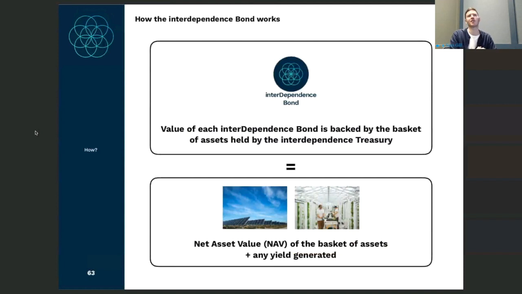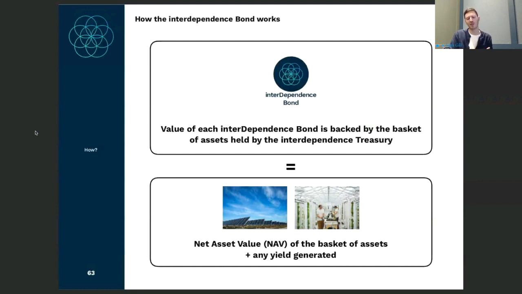So in terms of the valuation, how do you value one of these bonds? The idea is that the value of each of these bonds is backed by the basket of assets held by the Treasury. There's a concept of the net asset value, or the NAV, which is commonly applied to funds. Now, if you invest, let's say, £100 today in a solar panel, it will depreciate over time. However, if you are charging money for the electricity produced, so it's a yield-generating asset, and the yield is greater than the depreciation, you would expect that basket of assets to increase in value over time.